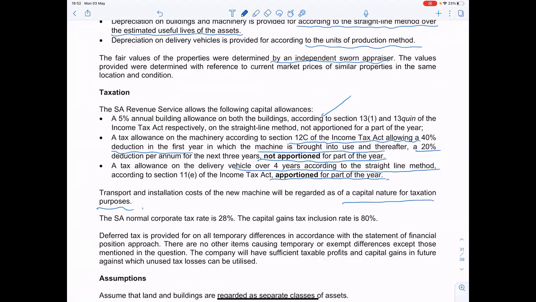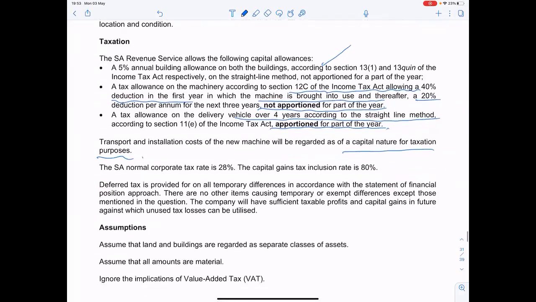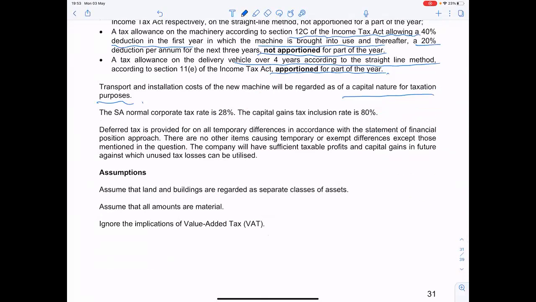Deferred tax is provided for on all temporary differences in accordance with the statement of financial position approach. There are no other material items causing temporary or exempt differences except those mentioned in the question. The company will have sufficient taxable profits and capital gains in the future against which unused tax losses can be utilized. Assumptions: assume that land and buildings are regarded as separate classes of assets. Assume all amounts are material.